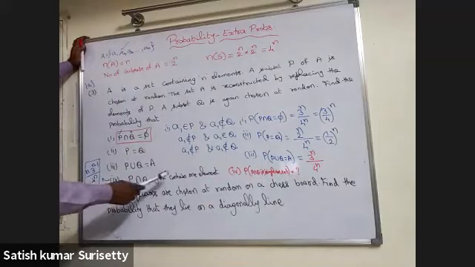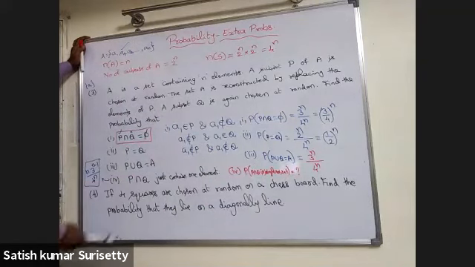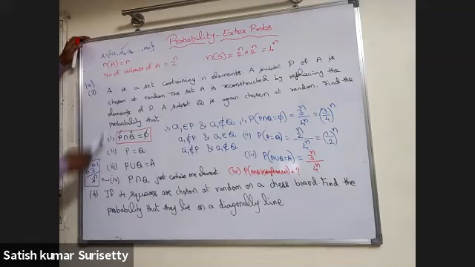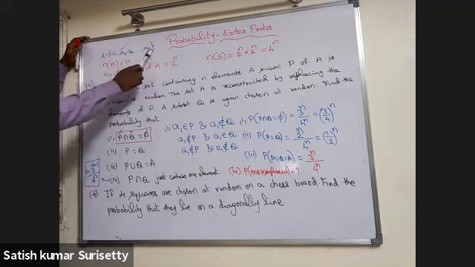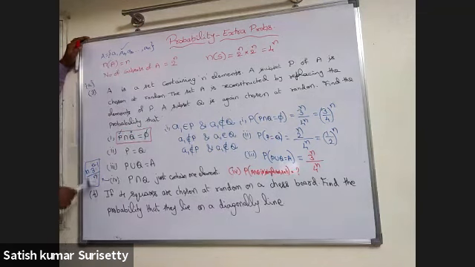Next, P intersection Q contains just one element. That means I can choose any one of the elements, means there are n possibilities. After selecting the one element, the remaining elements each have 3 possibilities. That's why it is n into 3 to the power of n minus 1 upon 4 to the power of n.